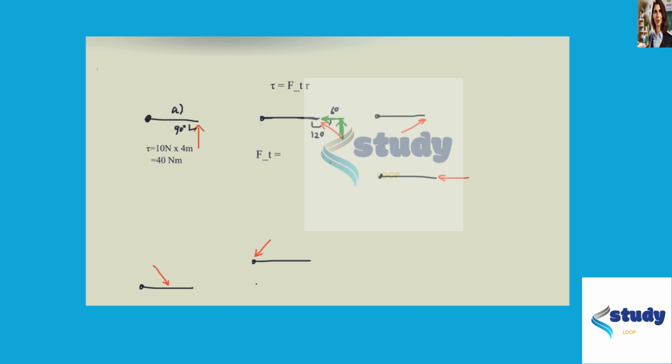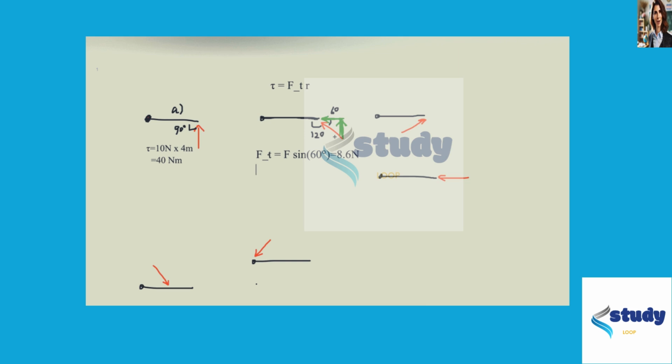So if this is 60, we have F tangential equals F times sine of 60 degree, which is 10 Newton times sine of 60 degree. And what is sine of 60 degree? If we put it into the calculator, we know it's square root 3 over 2, or it's around 0.86. So plugging that in, we know that F tangential is around 8.6 Newton.